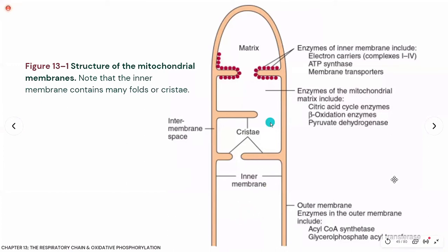Now, on the surface of your inner membrane are enzymes for your respiratory chain. Enzymes of the inner membrane include electron carriers, or what we call the electron transport chain. You have complexes 1 to 4, and your ATP synthase and membrane transporters. That is what is located in your inner membrane.